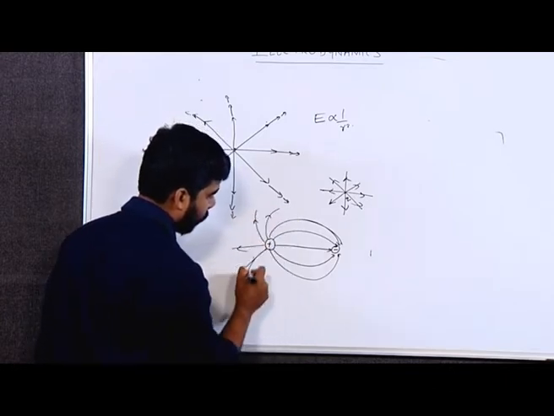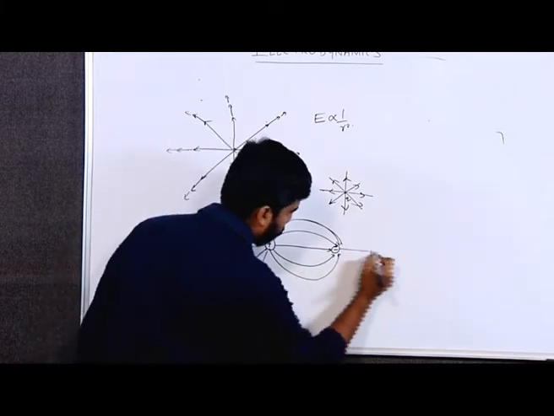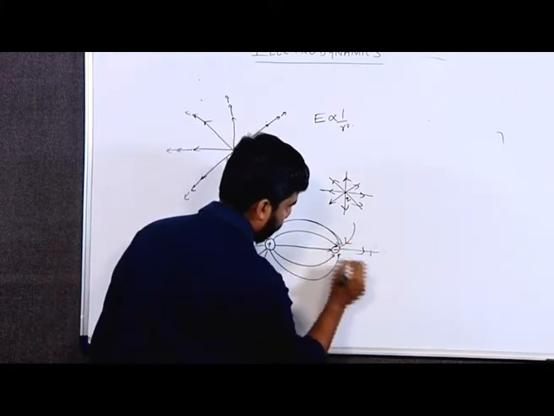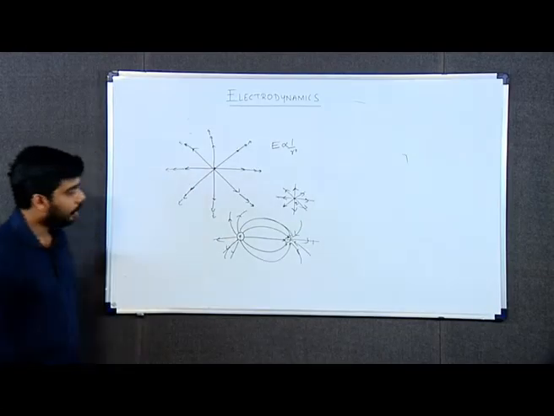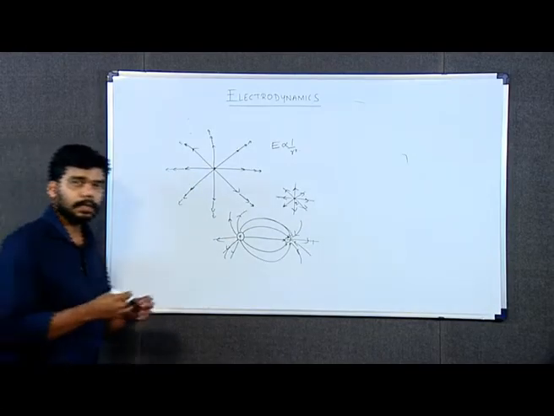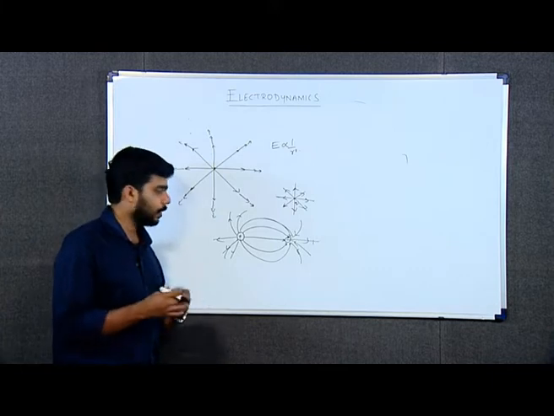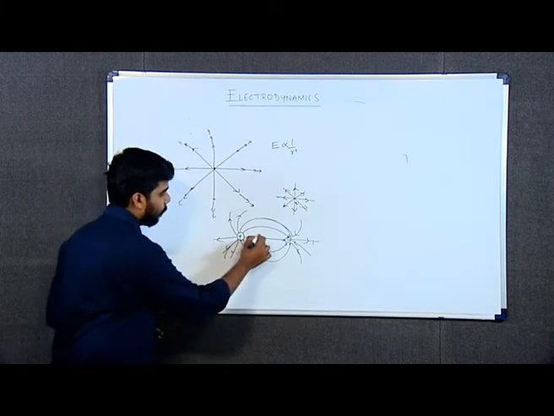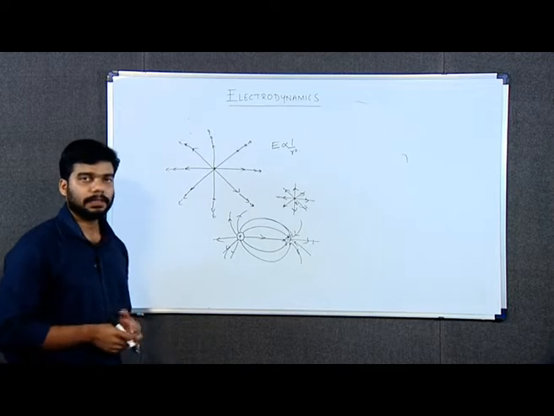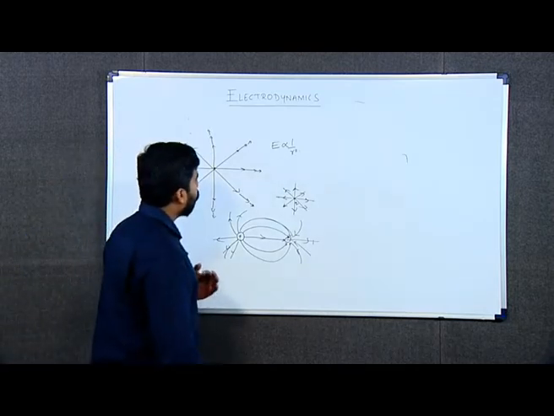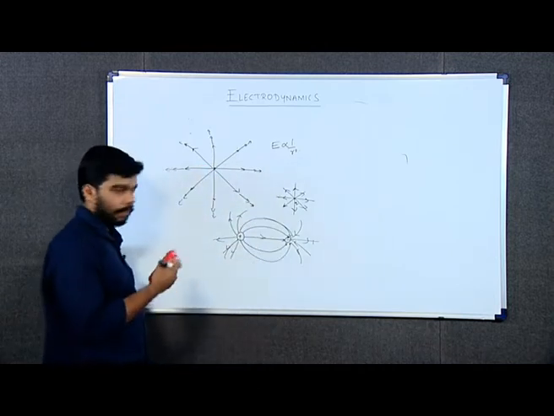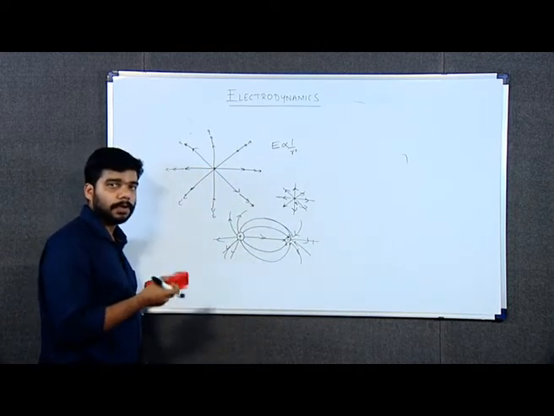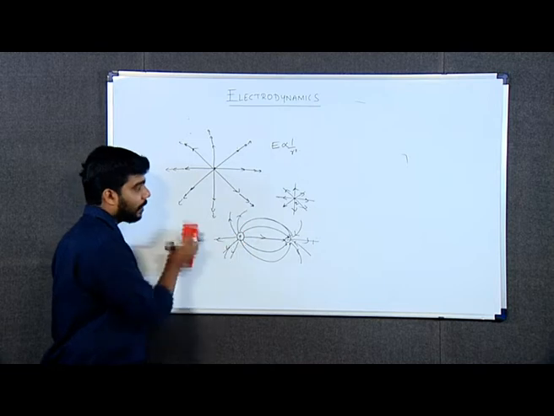From the positive, you can see in your reference textbooks, the field lines will come to the negative charge, and that's how actually they are getting attracted. They are getting attracted like this. So this is the way in which we will represent the electric field lines. Now, these are the introductions about electrostatics and the corresponding electric field.